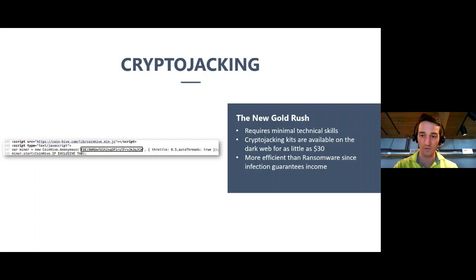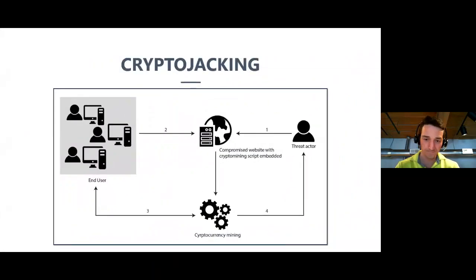And I'll give you a brief overview of how that works. You can see here we have the threat actor. They find a vulnerable website that a lot of people visit, and they upload those 4 lines of code. Then whenever those people visit that site, it's going to load this cryptocurrency mining software on their computer, and then it's going to use their resources.